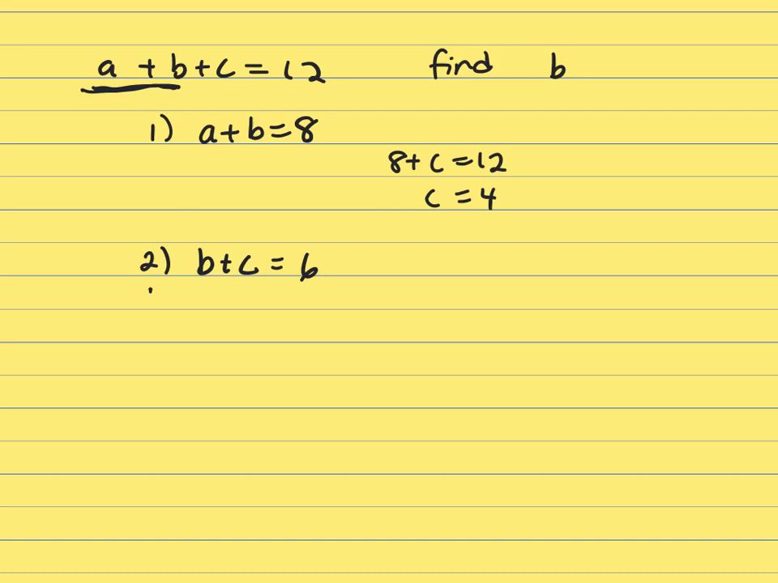Forget about clue 1. Look at clue 2. b plus c is 6. So that's a plus 6 equals 12, and that's a equals 6. But once again, we don't know what b is. We don't know what c is.